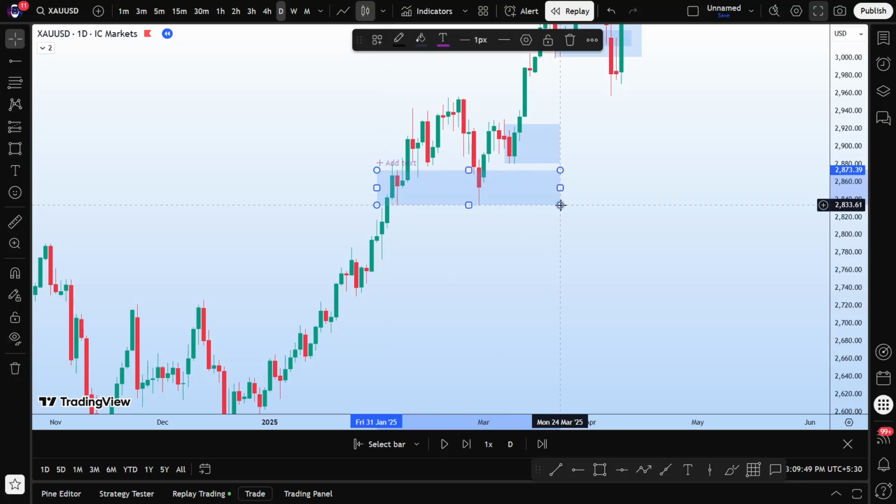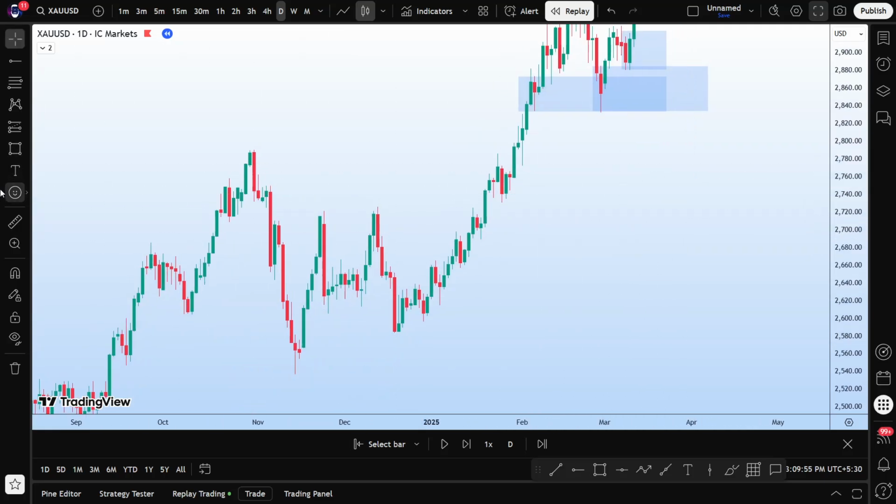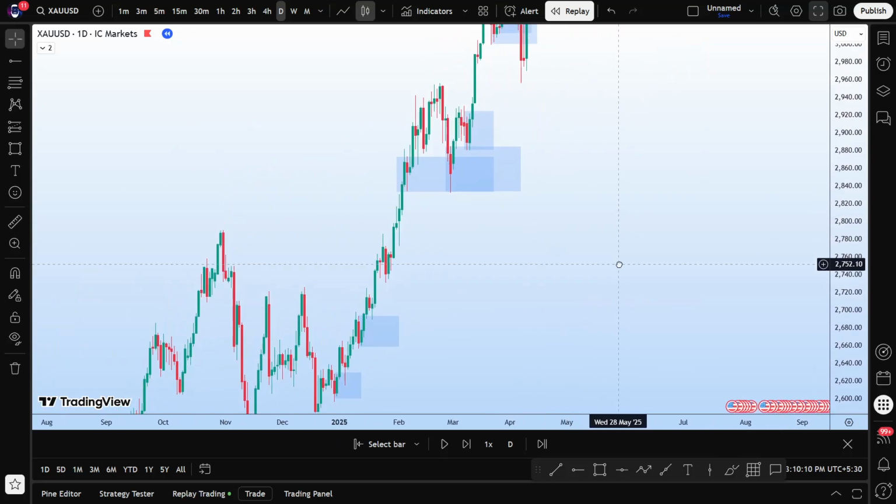So this is a buy candle engulfing pattern, this is a buy engulfing pattern. This is a buy engulfing pattern, and this is another buy engulfing pattern.